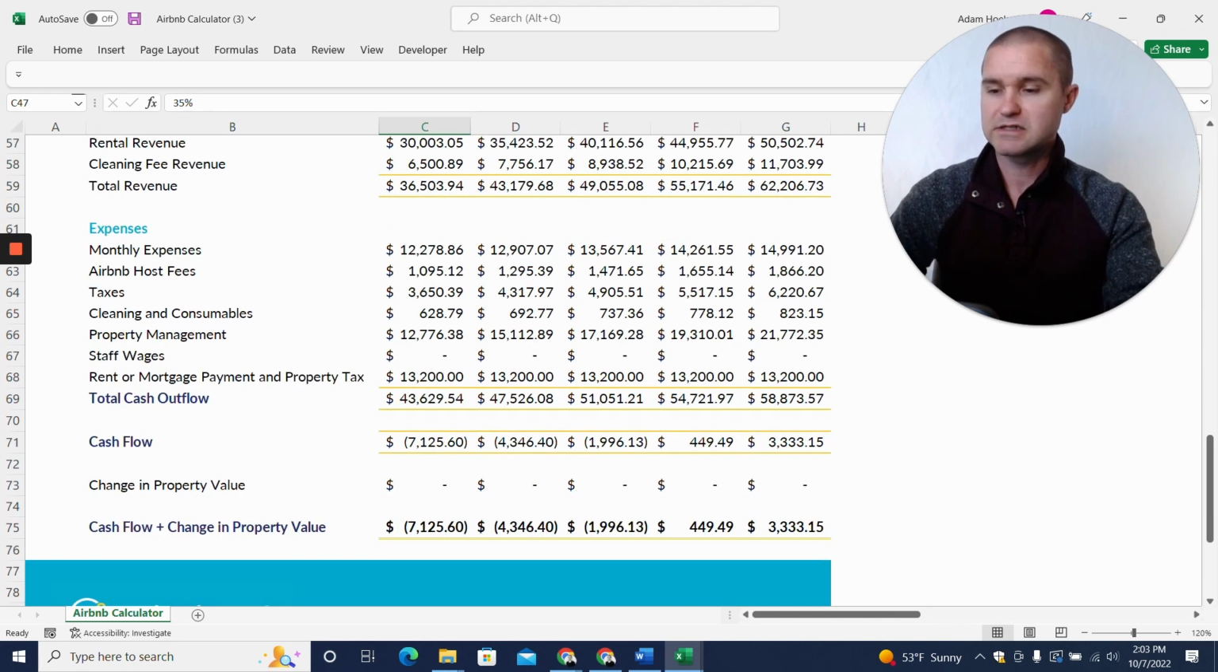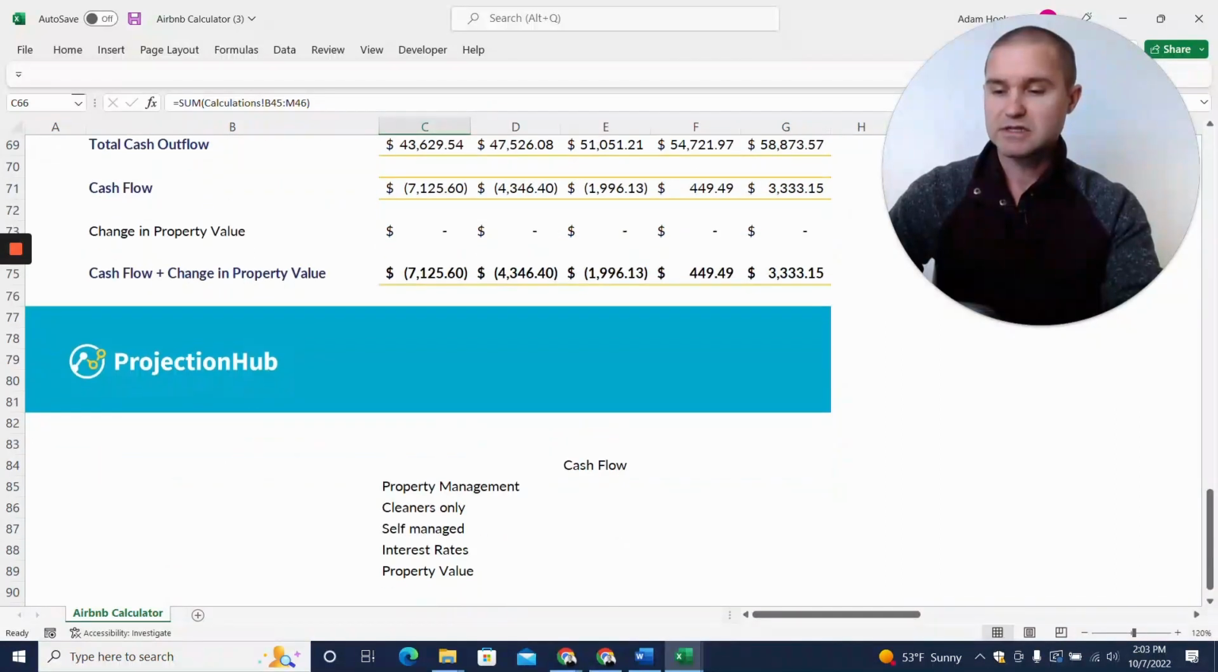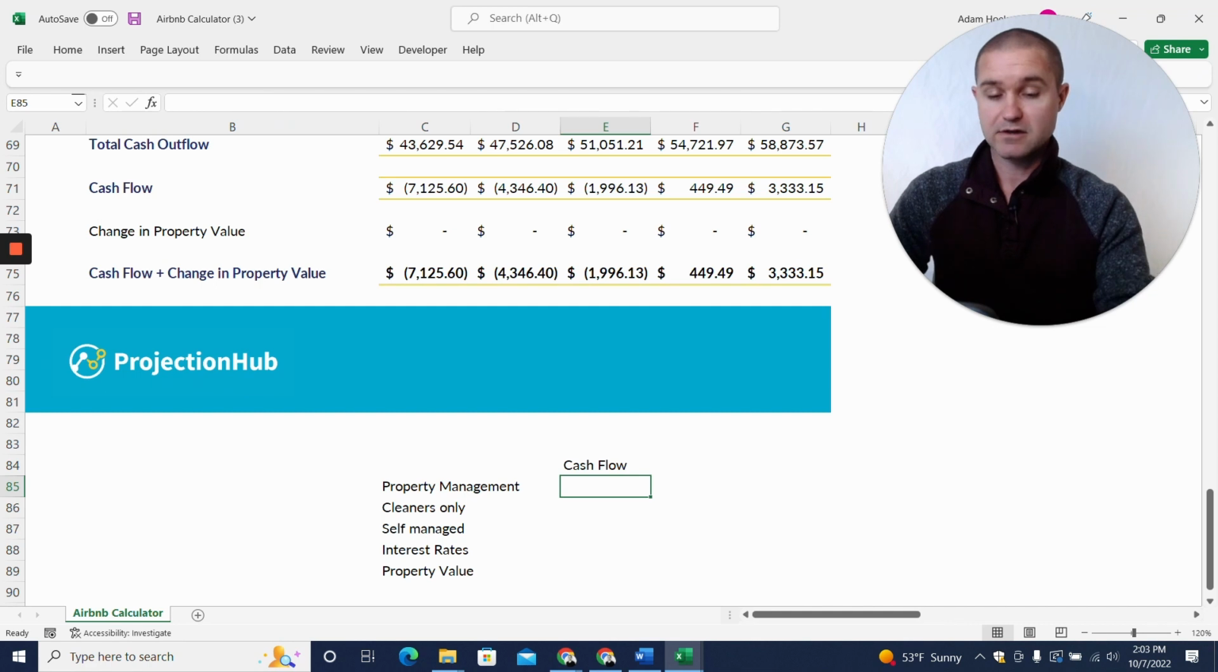So you can see that we are showing a negative cash flow of $7,100 based on these assumptions, and a big chunk of that, $12,700, is for property management. So I'm just going to write this down here. We're going to say negative $7,125 just to keep track of that.